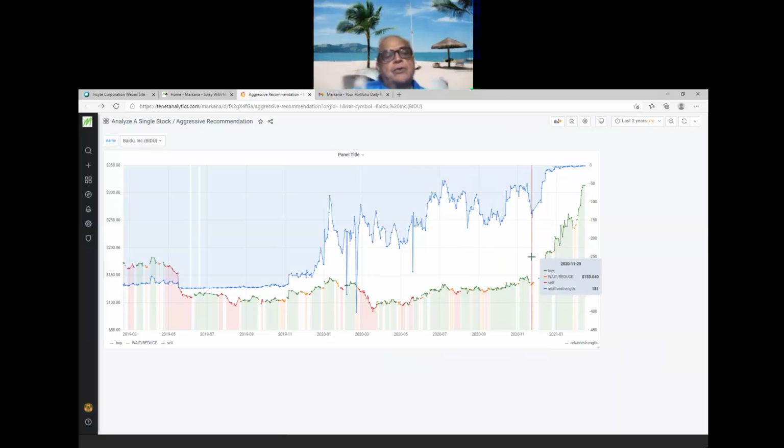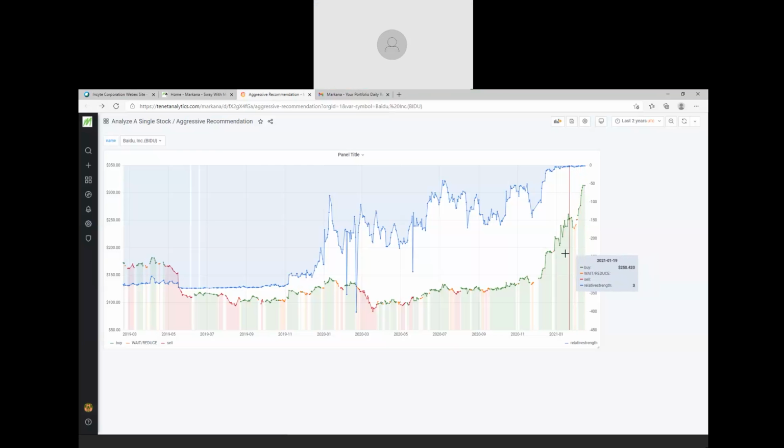From this point on, Baidu turned around and it went up. And right now, Baidu's relative strength is like number 3 and number 2 for its set of stocks. So it is really doing well. It turned around from 142 and went all the way to 3, which is where you ride the stock all the way to the top.